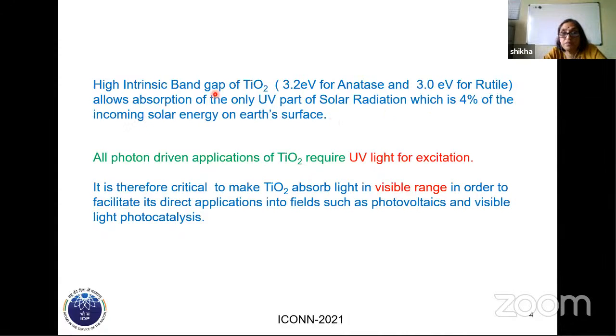And because of these high band gaps, absorption is only possible in the UV part of the solar radiation, which gives only 4% efficiency. So the efficiency is very low for this material if we work only in the UV regime. So all photon-driven applications of TiO2 require UV light for excitation. It is therefore critical to make TiO2 absorb light in the visible range in order to facilitate its applications in the field, such as photovoltaics and visible light photocatalysis.